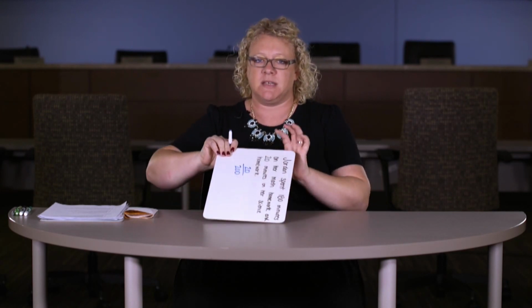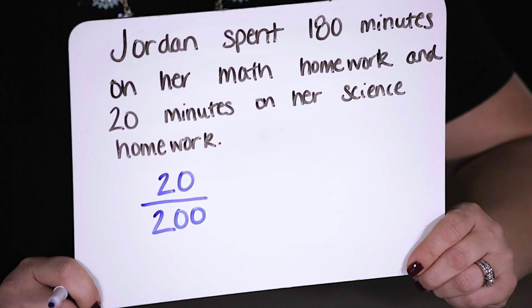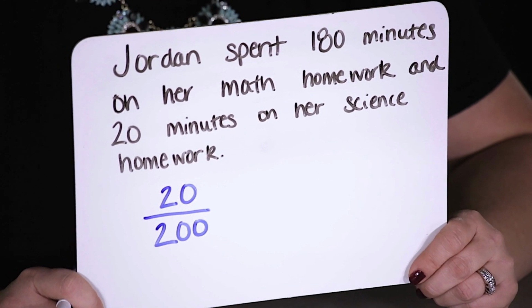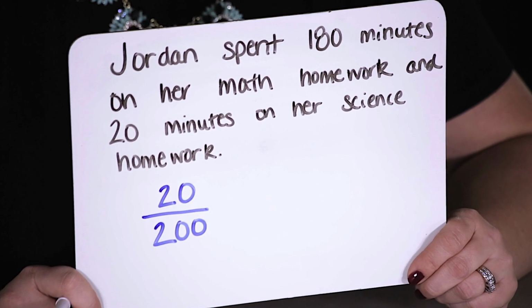We can also take this information then, and we can write these as fractions, and we can turn our fractions into decimals. So if we know she's spending 20 minutes on her science homework, we can say that our fraction would be 20 minutes out of a total of 200 minutes spent on homework. Our fraction would be 20 over 200. And the reason our fraction would be 20 over 200 is the amount of time she's spending on her science homework is 20 minutes. The total amount of time that she's spending on her homework is 200 minutes. So our fraction would be 20 over 200.